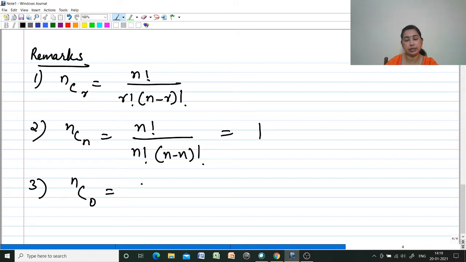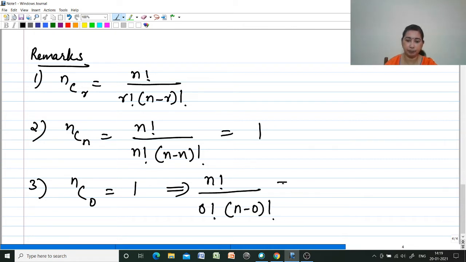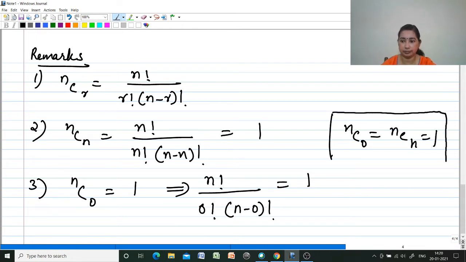Then what about nC0? nC0 is also the same as 1. How is it? nC0 means it is n factorial divided by 0 factorial into n minus 0 factorial. And 0 factorial is 1, n factorial in the numerator and denominator getting cancelled, remaining 1. So nC0 is the same as nCn is the same as 1. So this is another important result.